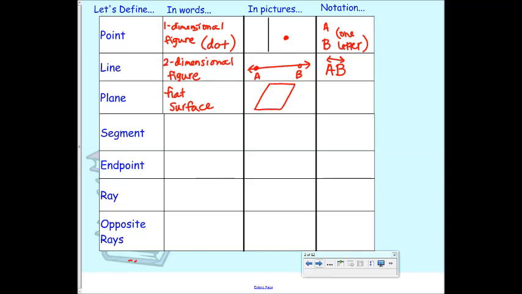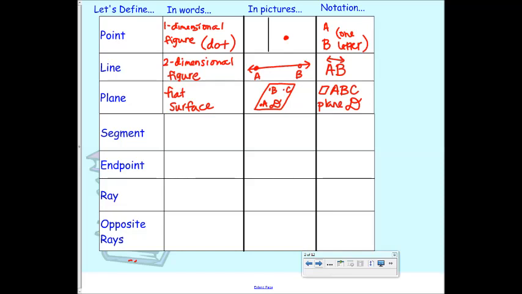And a lot of times, planes are named 2 different ways. You would say plane ABC, okay, or sometimes they'll put one cursive letter, and then you could call it plane D. I don't ever really use that one because I'm not very good at doing cursive, okay? So you should be writing down everything that I'm writing down right now.